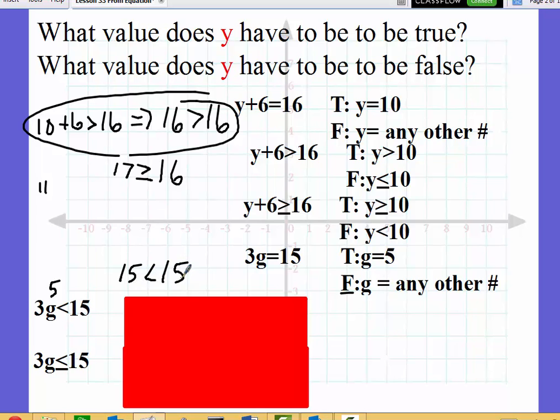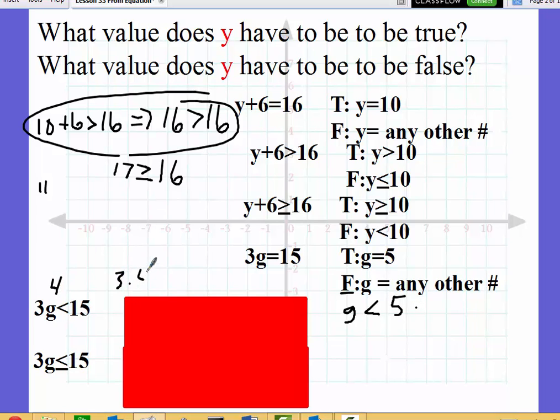Does 15 equal 15? It does, but 15 is not less than 15. So I know that g is going to have to be less than 5. Let's check though, just to be sure. If I put a number less than 5 in, so I'm going to try 4, let's see if that works.